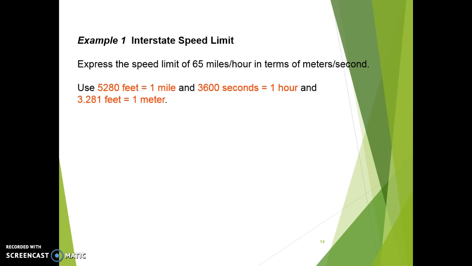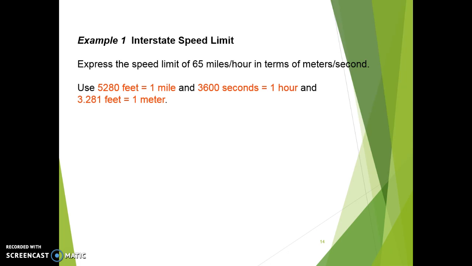So I tell you that 1 mile is equal to 5,280 feet. That's the elevation of Denver, the mile-high city. And 1 hour is equal to 3,600 seconds, which can be determined by taking 1 hour equals 60 minutes, and 1 minute is 60 seconds. 60 multiplied by 60 is 3,600. And 1 meter is 3.281 feet.